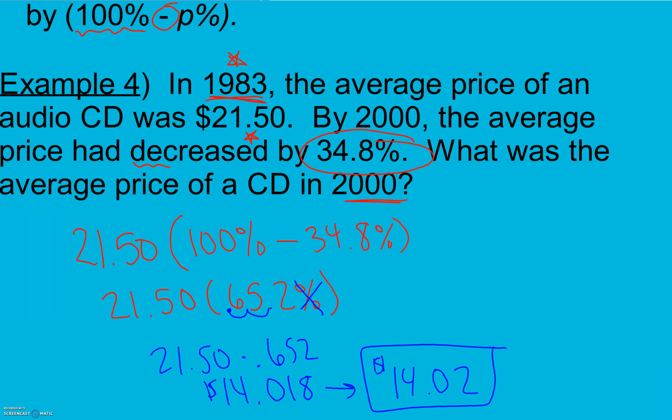It decreased by 34.8%. So we subtracted that percent first and then multiplied, instead of subtracting the amounts and dividing to get our percent.